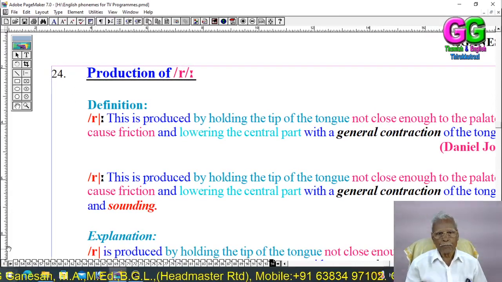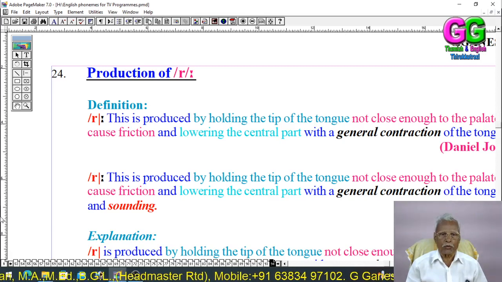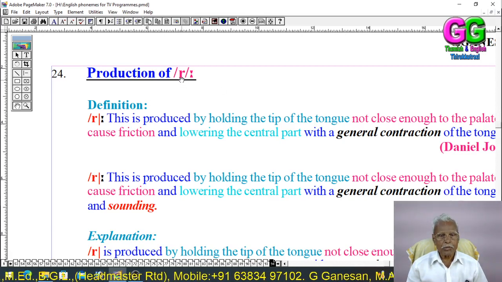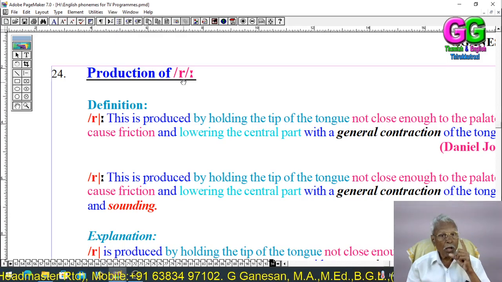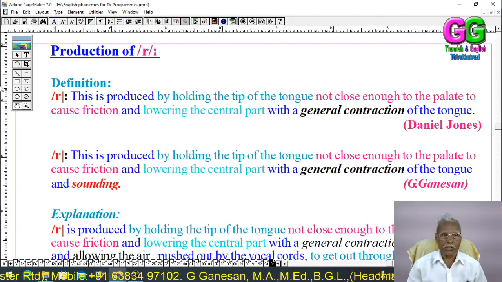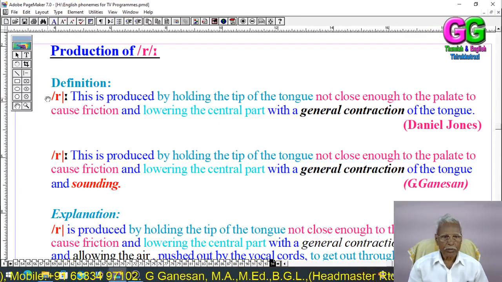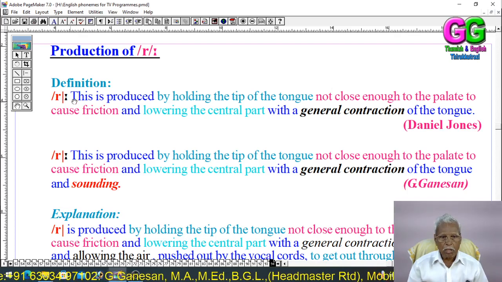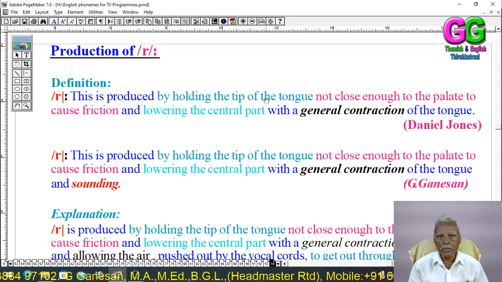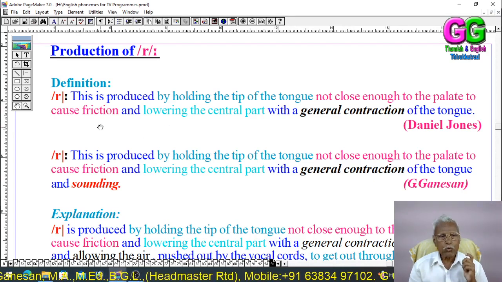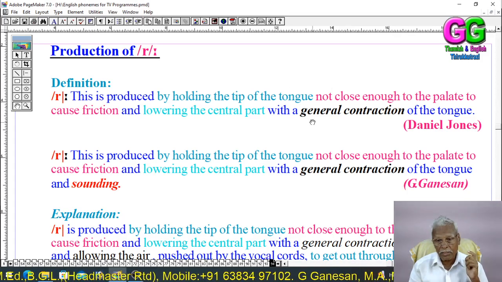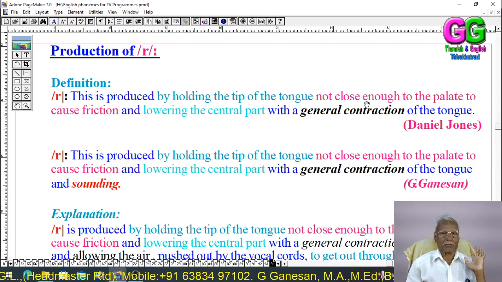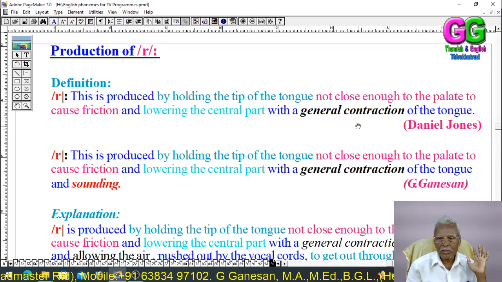Now, let us see the 24th English consonant phoneme, R. The name of this phoneme is R. First of all, let us see the definition of Daniel Jones. R is produced by holding the tip of the tongue not close enough to the palate to cause friction and lowering the central part with a general contraction of the tongue.